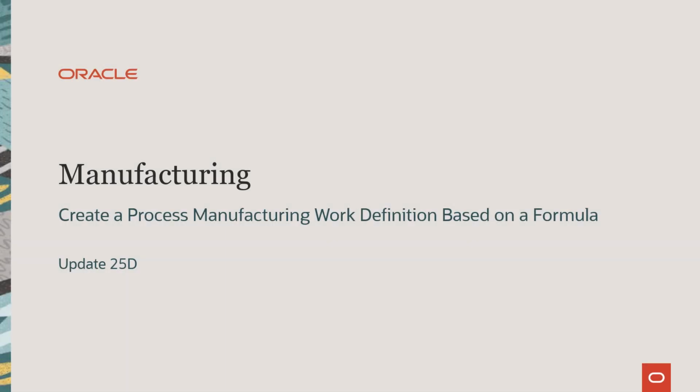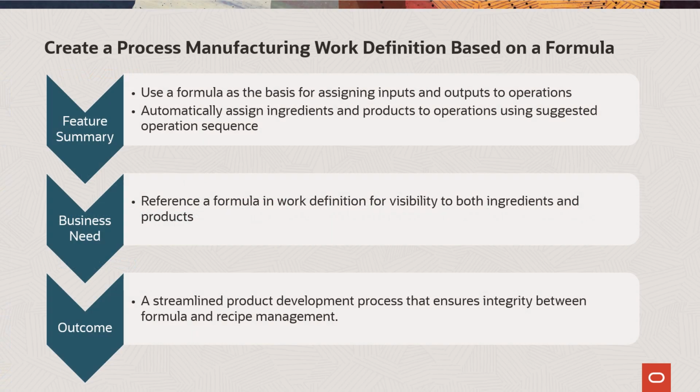Welcome to the demo of the 25D feature, Create a Process Manufacturing Work Definition based on a formula, in Oracle Fusion Cloud Manufacturing. This feature enables the creation of a process manufacturing work definition based on a formula in Oracle Fusion Product Management. The formula is used as the basis for assigning inputs and outputs to work definition operations in Oracle Fusion Manufacturing.